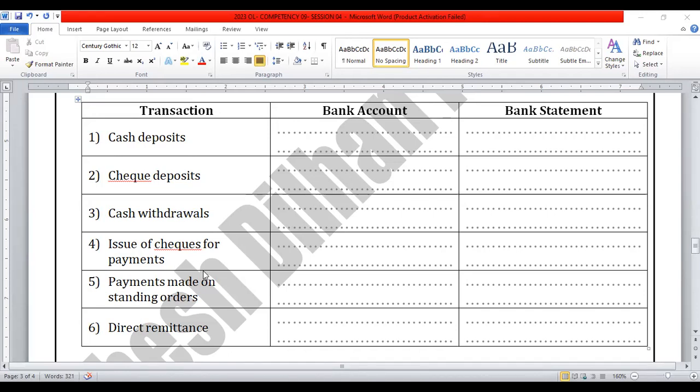Have you finished? Now check your answers. Cash deposits, bank account debit, bank statement credit. Practically, once a check is deposited, bank account is debited, bank statement is credited.